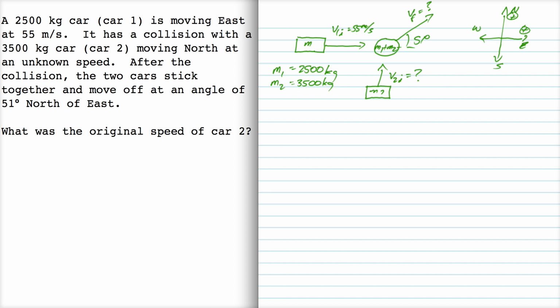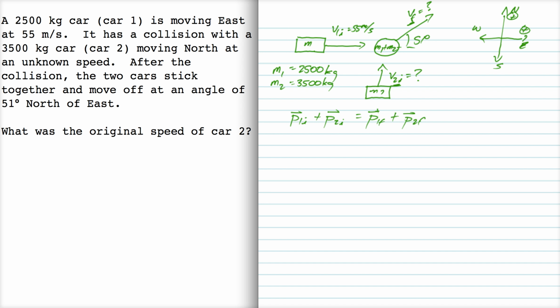So, we've really got two unknowns here, VF and V2I, and we've got two equations, which is the X and Y conservation of momentum. Remember that in a collision, momentum is conserved, so I can say that the initial momentum of car 1 plus the initial momentum of car 2 is equal to the final momentum of car 1 plus the final momentum of car 2. But I can't just plug in 2,500 times 55 plus 3,500 times V2I is equal to 6,000 times VF.